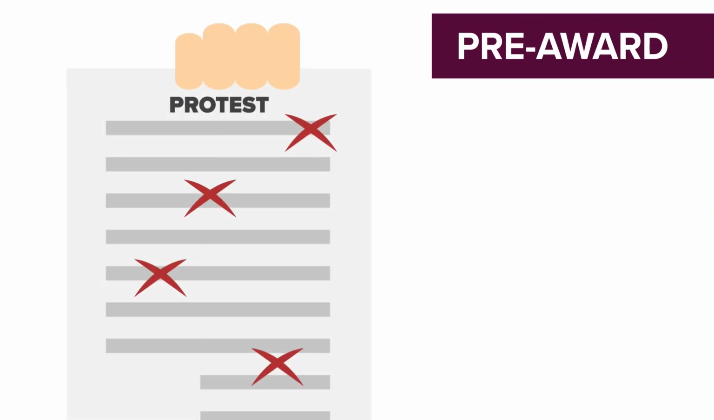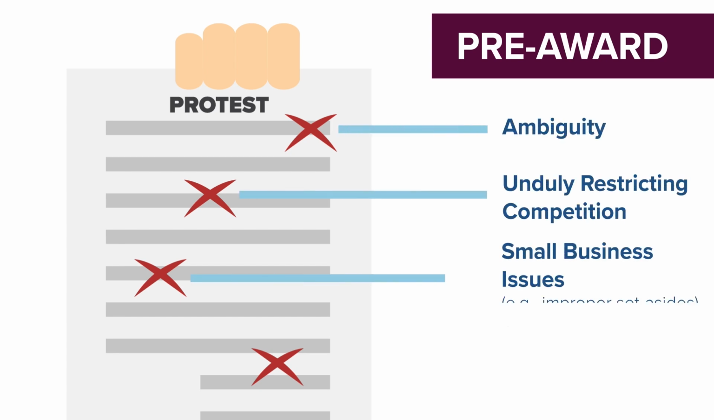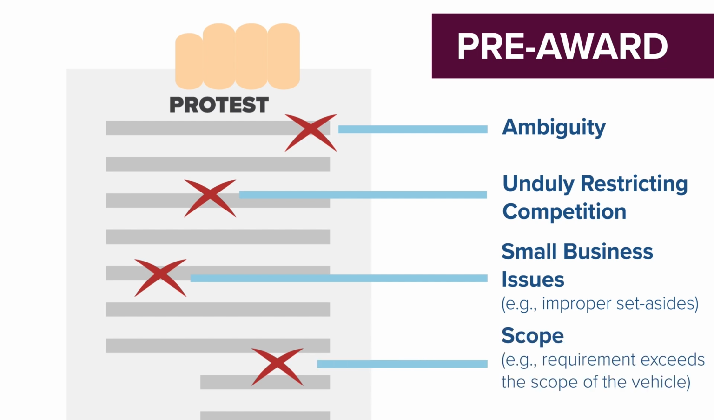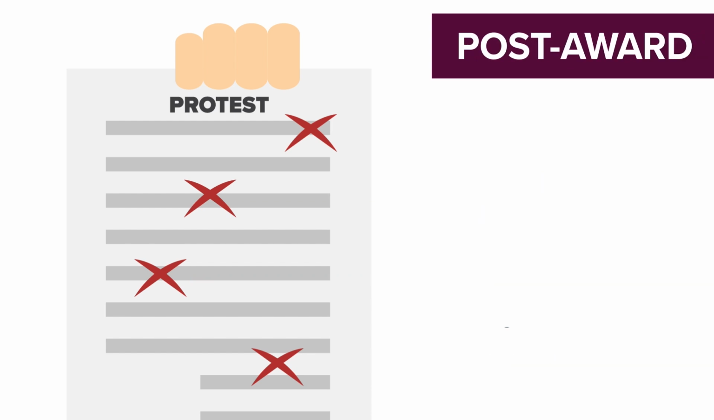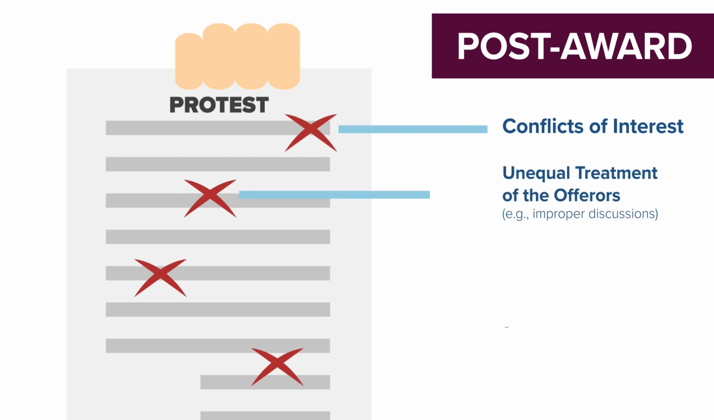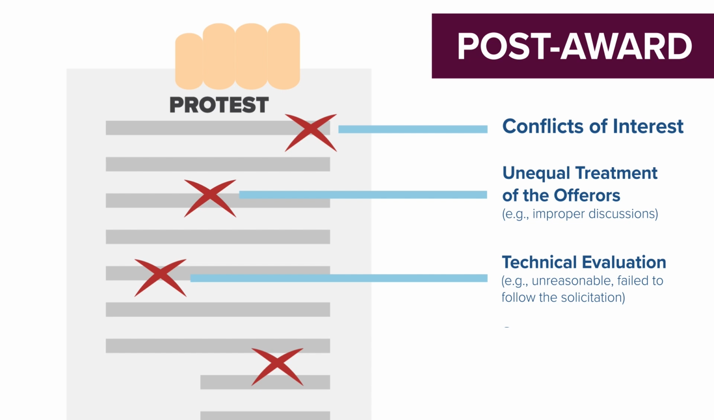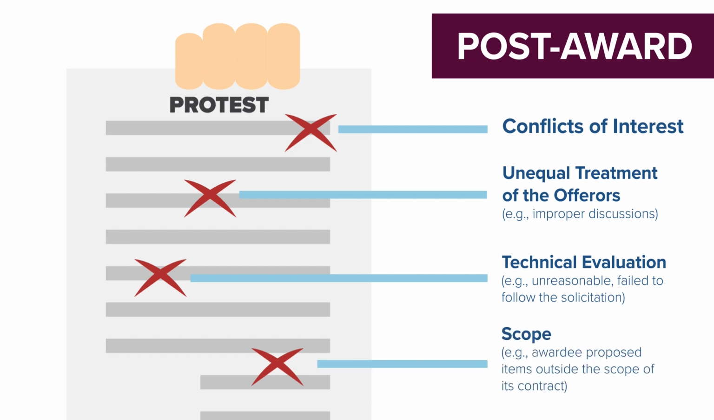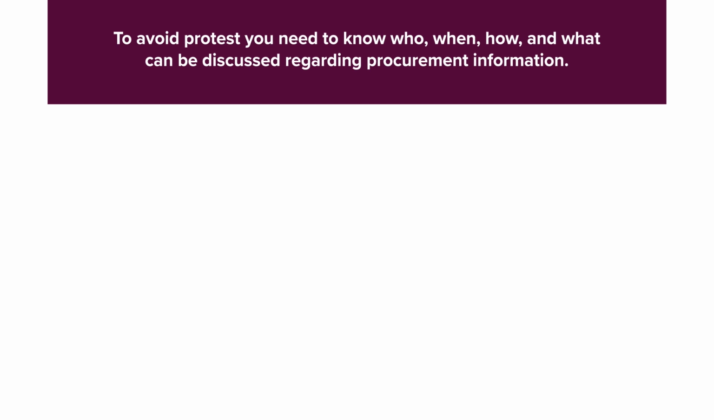Common protest allegations. Pre-award protests typically allege flaws in the solicitation, such as ambiguity, unduly restricting competition, small business issues, for example, improper set-asides, scope, for example, requirement exceeds the scope of the vehicle. Post-award protests typically allege flaws in the evaluation of award, conflicts of interest, unequal treatment of the offerors, for example, improper discussions, technical evaluation, for example, unreasonable, failed to follow the solicitation, scope, for example, awardee proposed items outside the scope of its contract.